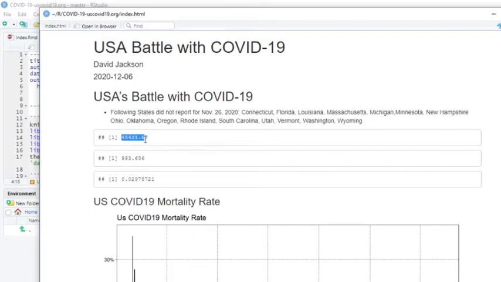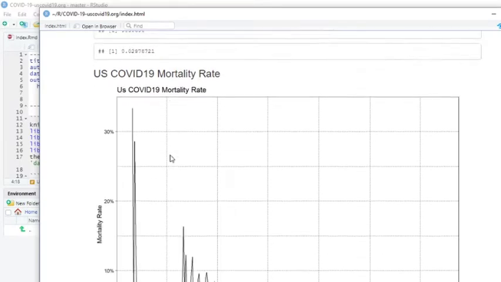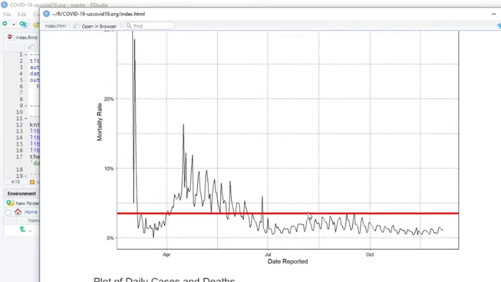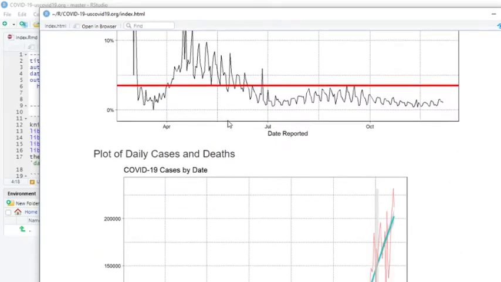Okay. So currently, the U.S. is averaging 45,431 cases per day and 993 deaths, with a mortality rate of 2.9%. So here's this 2.9%. Look at all the days when the mortality rate was below this number here. That may be the best news of the day.